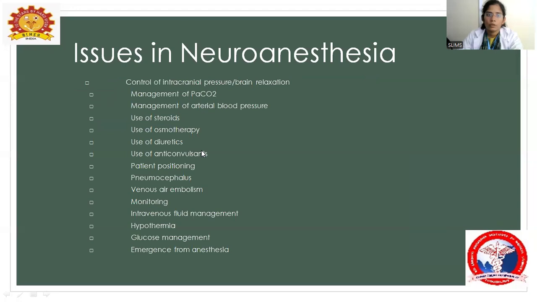Okay. So what are the issues in neuroanesthesia? We have to control the intracranial pressure and there should be adequate brain relaxation. The management of PaCO2 is important. Management of arterial blood pressure. What is the use of steroids, osmotherapy, diuretics, when to use anticonvulsants, issues associated with patient positioning, pneumocephalus, venous air embolism, monitoring, IV fluid management, hypothermia, glucose management, and what about emergence from anesthesia? All these factors we have to keep in mind when we are going to take a case of brain trauma.